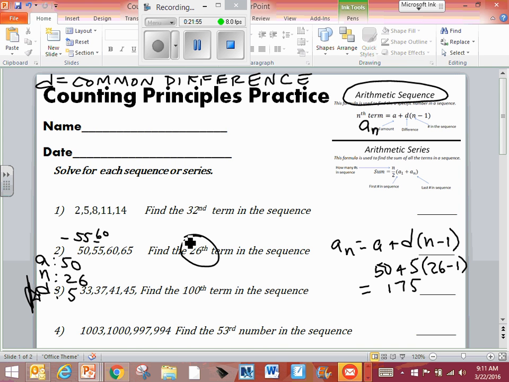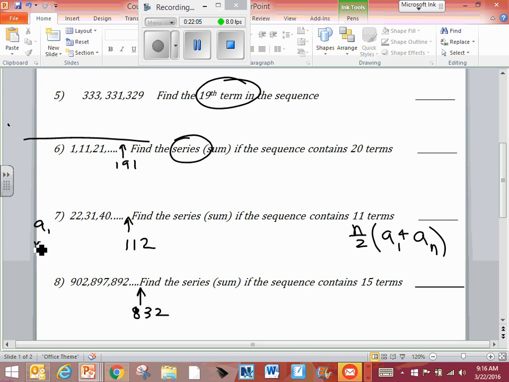You got 50, 55, 60, 65. When you get down to number 26, what is that number? Well, I want to know that. I'm not quite sure, but I'm sure there's a place in real life they want to know that.